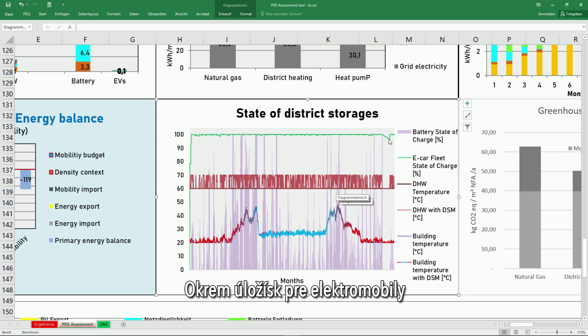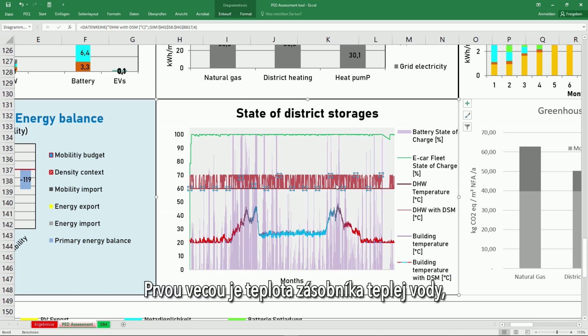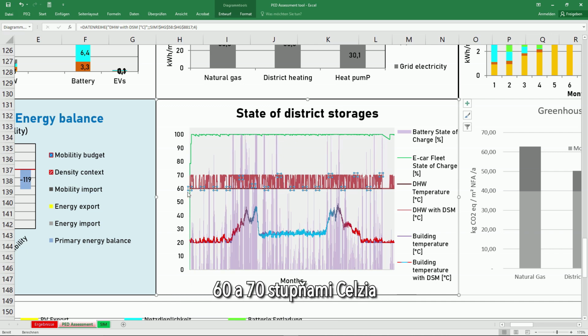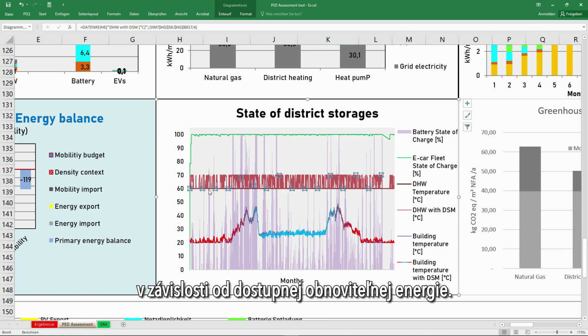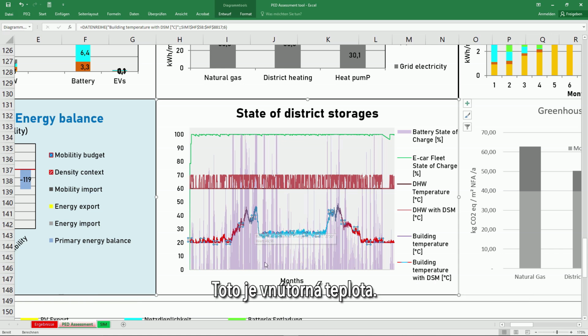Apart from the electric car storage, we also have the thermal storages. The first thing is the temperature of the domestic hot water tank, which can fluctuate between 60 and 70 degrees Celsius here, depending on available renewable energy. And the final important aspect is the building temperature with demand-side management. This is the indoor temperature.